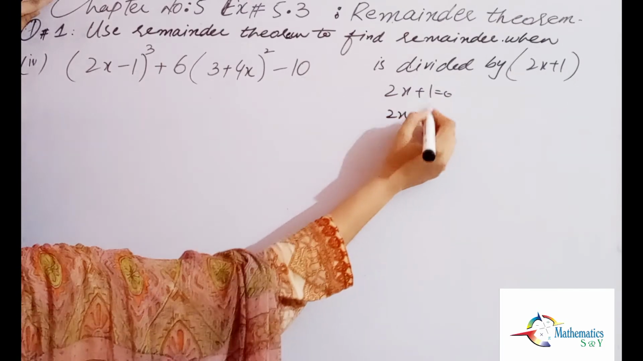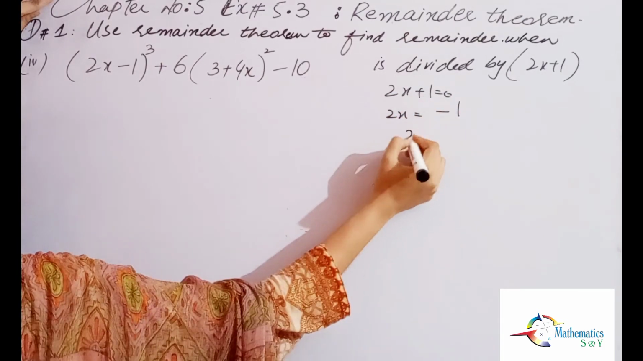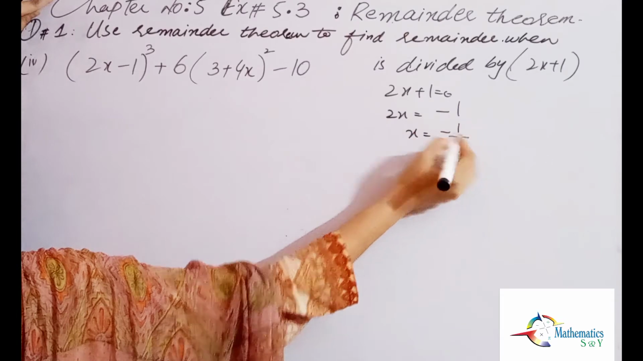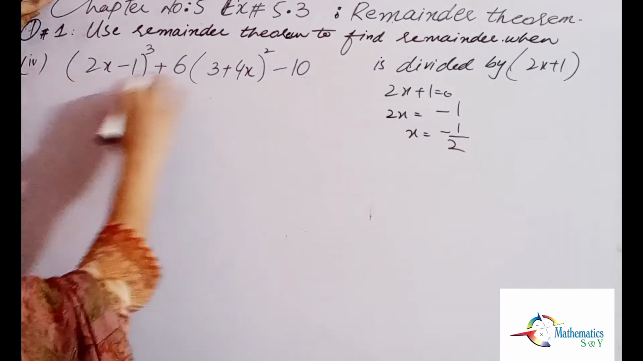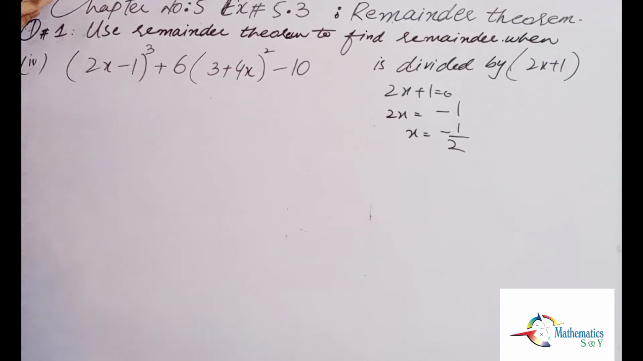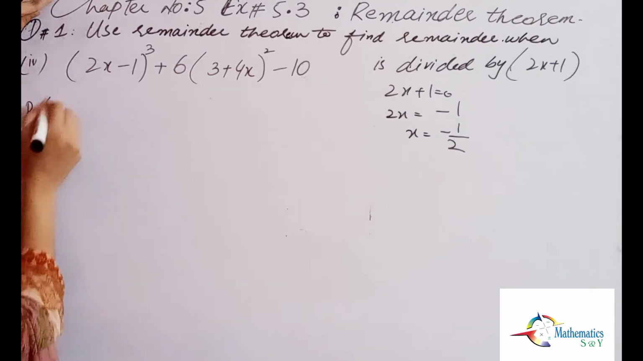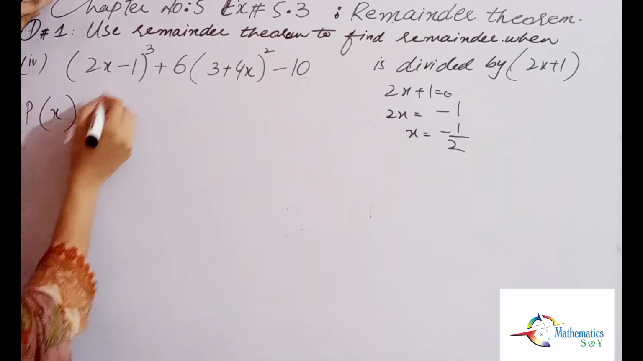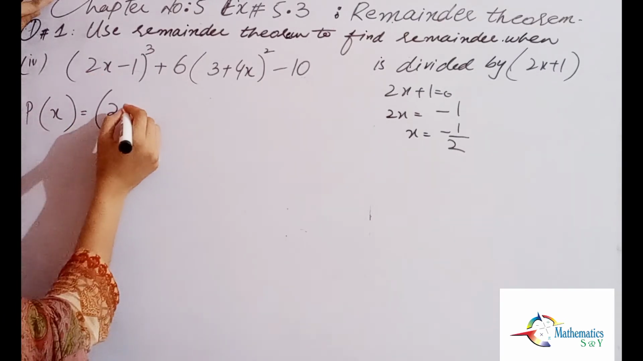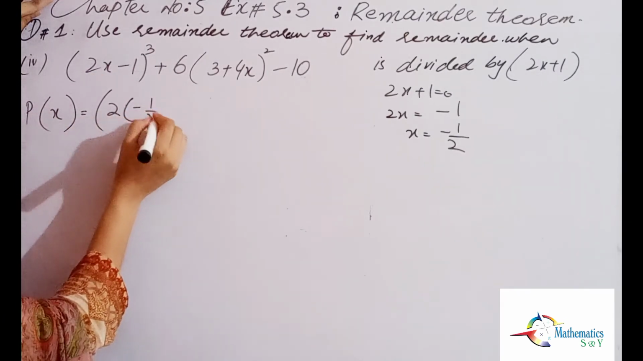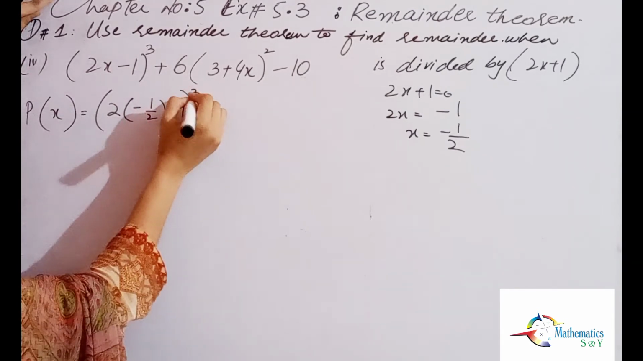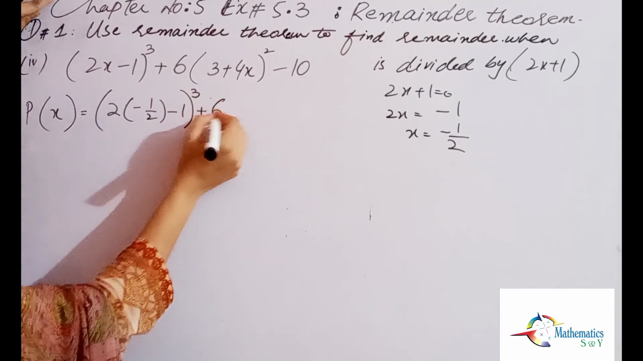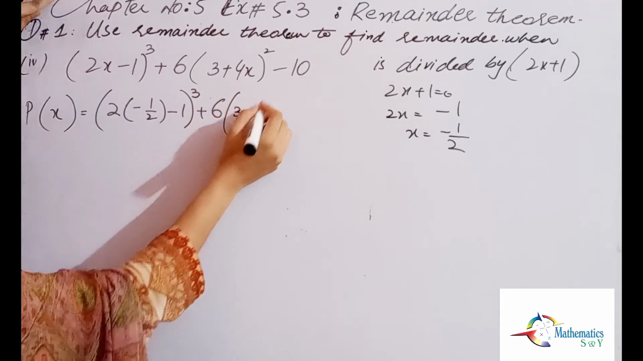Setting 2x plus 1 equal to 0, we get x equals minus 1 over 2. So here, in place of x, we are going to put minus 1 by 2. So the polynomial p of x equals 2 times minus 1 by 2, cubed, minus 1, plus 6 times 3 plus 4.